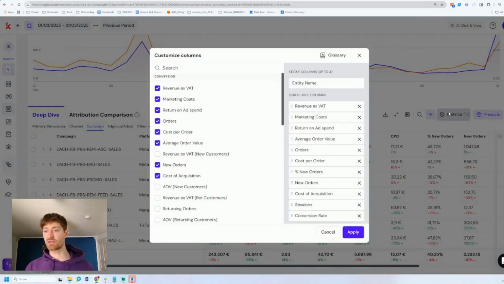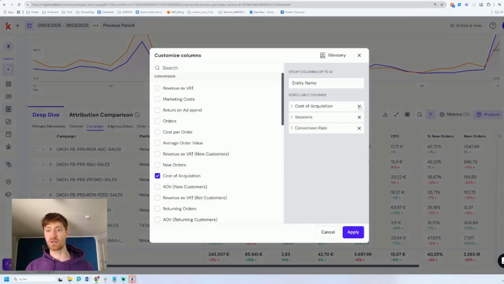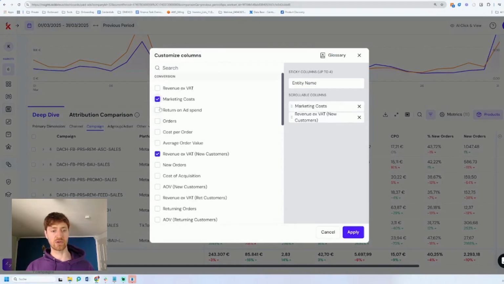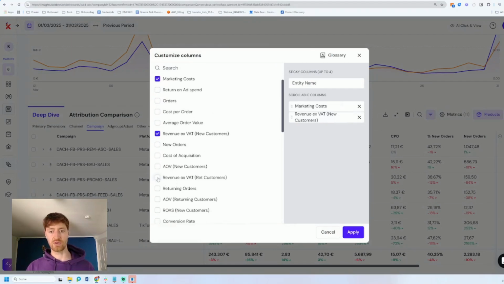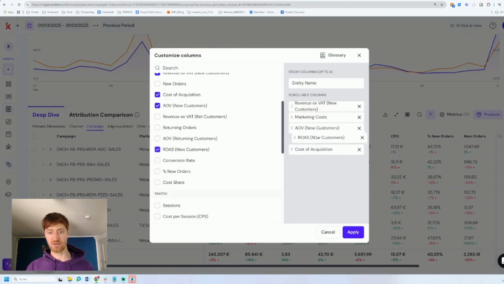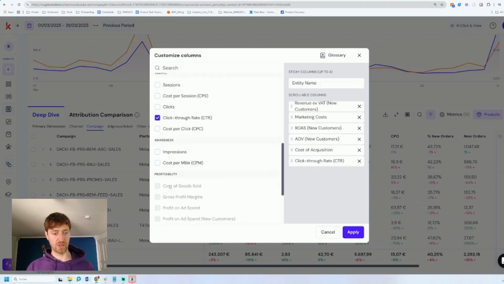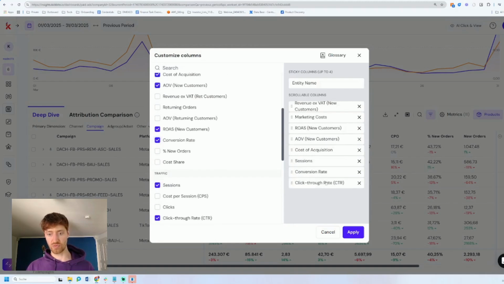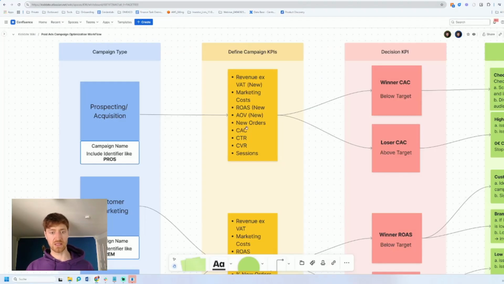Via the metrics button, you can set this. We start from the ground up and we'll include all of these metrics in here. This is quite a quick process. Let's check together if we are following everything that we had in the overview. We had acquisition costs, revenue ex VAT new, ROAS, new customers, AOV, then we had click-through rate, sessions, conversion rate. What are we missing? CAC, click-through rate, conversion rate, new orders, AOV new, ROAS new.